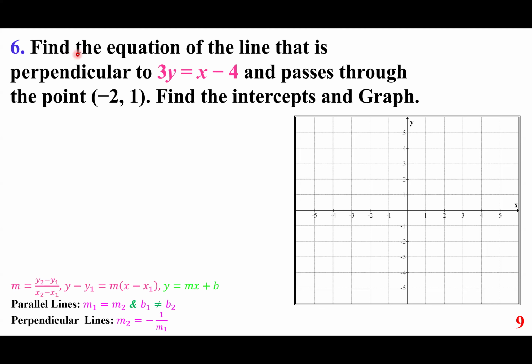Find the equation of a line that is perpendicular to 3y equals x minus 4 and passes through the point negative 2 comma 1. Find the intercepts and graph. Remember, this part is just to make the line more precise. All right. So to find a line, either parallel or perpendicular makes no difference. First, you have to figure out what is the slope for this line, which means you are going to solve for y.